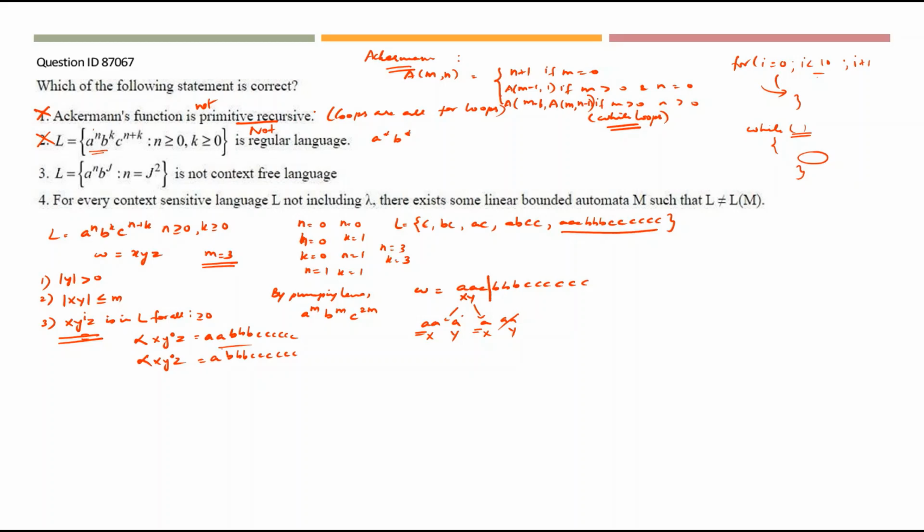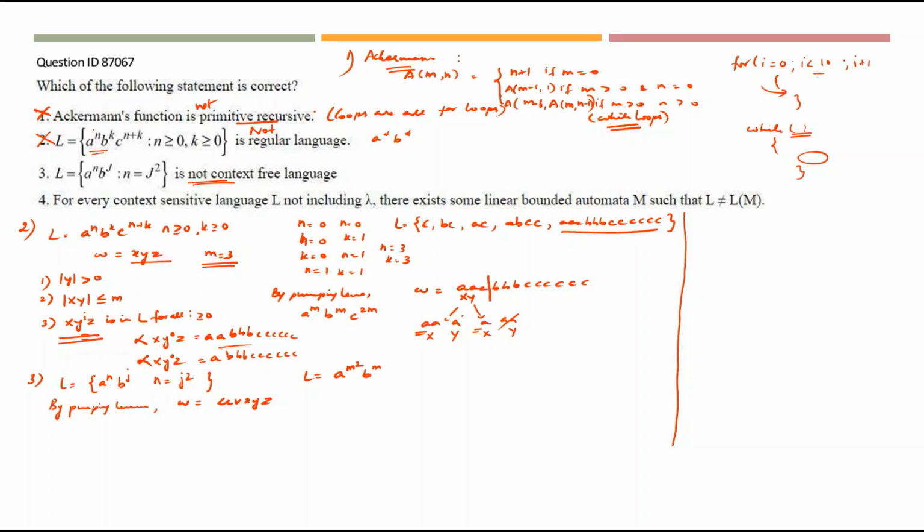Now let's check option number 3. They have given a language and they have told this is not context free language. So this is a power n, b power j and n is equal to j square. By pumping lemma, let's take the string w to be in the form of u, v, x, y, z. So let's take the language to be in the form of a power m square into b power m. So we have to express it using the same variable here. Here also we will take the value of m to be 3.